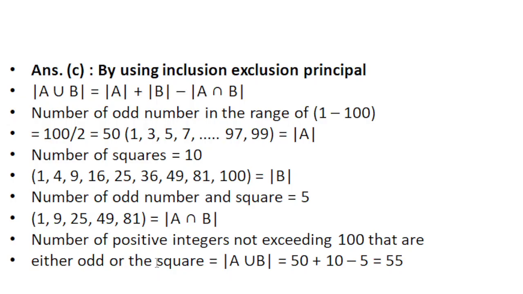Now we have to find either odd or square, that is A union B, the condition A or B. The number of elements in A plus the number of elements in B minus A intersection B is equal to 50 plus 10 minus 5. So we will get the answer 55.